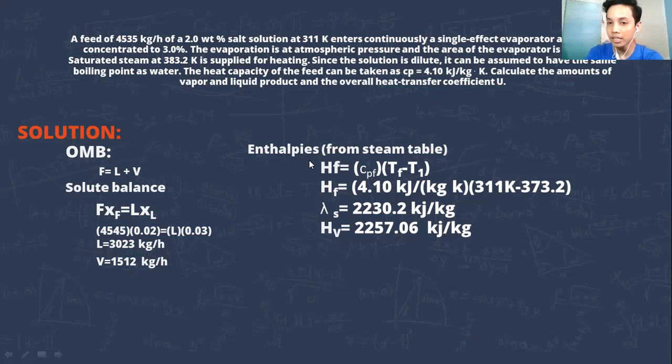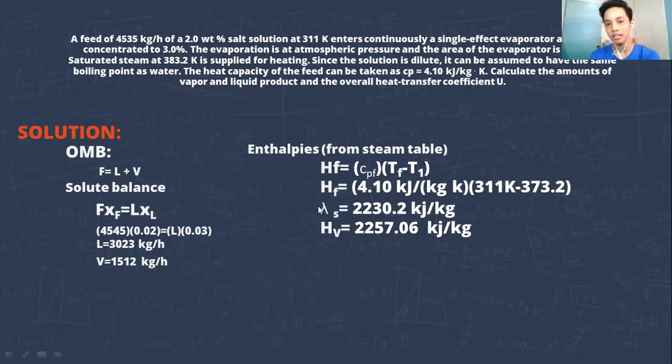So the enthalpy of the feed is equal to the heat capacity of 4.10 kilojoules per kilogram Kelvin times the entering temperature of the feed, which is 311 Kelvin, minus the boiling point inside the evaporator, which is 373.2. Next, we need to find the latent heat of the steam, and we could find that in the steam table. So the latent heat of the steam is 2,230.2 kilojoules per kilogram, and the enthalpy of the vapor is 2,257.06 kilojoules per kilogram.